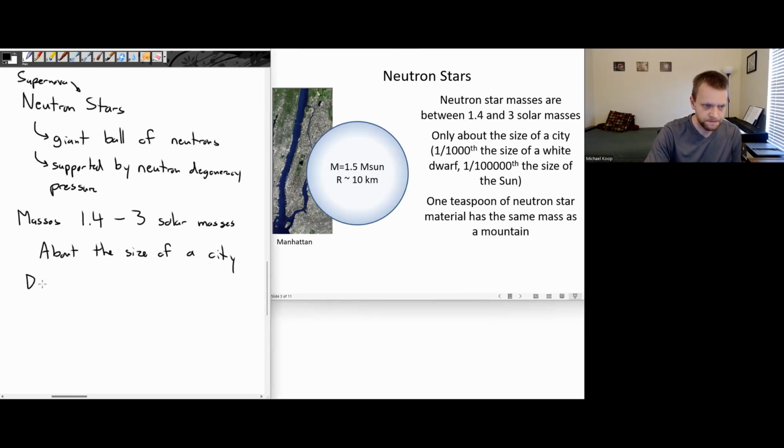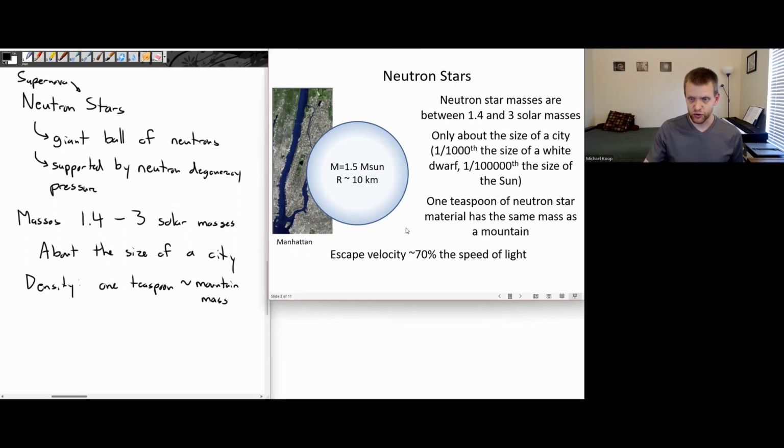So density: one teaspoon is around Mount Everest's mass. And again, we still don't have a very good understanding of just what matter is like under these ridiculously extreme conditions, because we can't produce these kinds of extreme conditions on the Earth. Again, this neutron star material is material under some of the most extreme conditions in the universe.